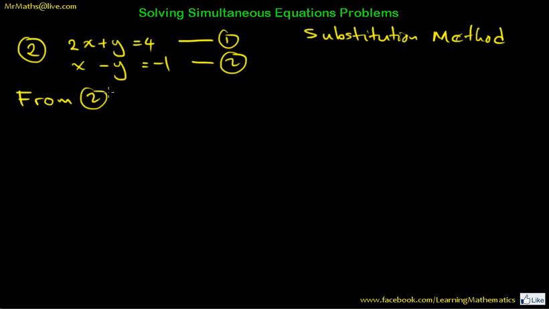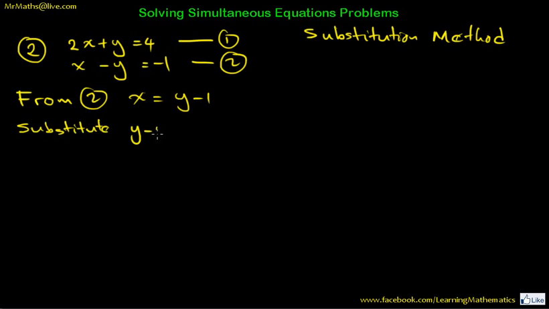From 2, x is equal to y plus 1. How do I get that? Minus 1 stays on the right hand side of equation 2, but minus y, when we move it to the right hand side, becomes plus y. So that's why x is equal to y plus 1. Now substitution. Sorry, this is a little bit lengthy because you need to write full length sentences.